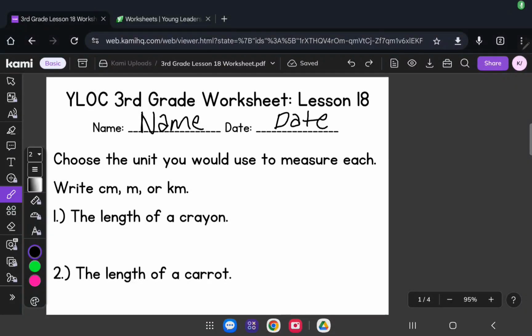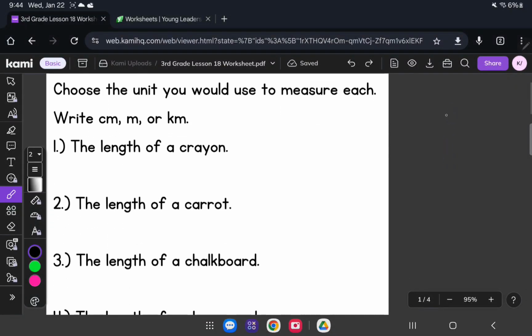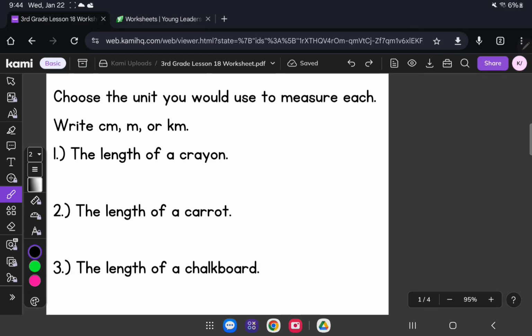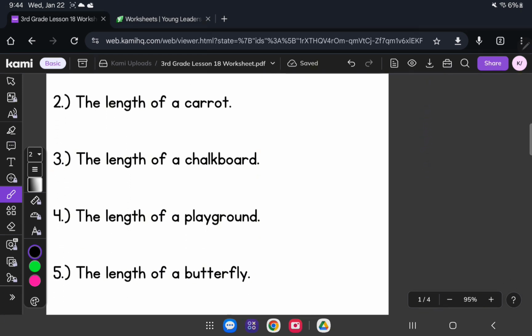Hi, this is third grade worksheet lesson 18. Here it says choose the unit you would want to use to measure each. Write centimeters, meters, or kilometers. So the length of a crayon is pretty small, so we would want to use centimeters, which is the lowest option we have. Here it says the length of a carrot, and a carrot isn't that big either, not as big as it would be as a meter, so we would want to put centimeter.